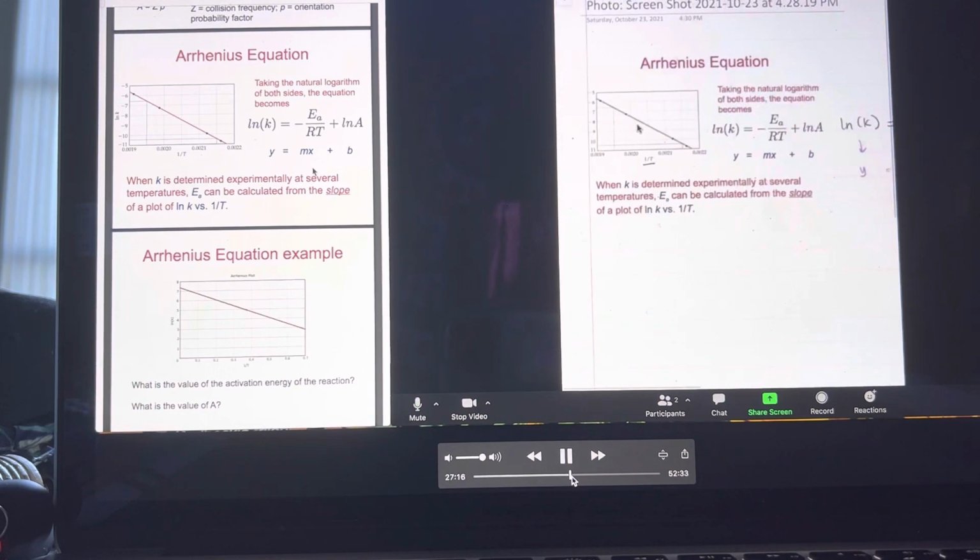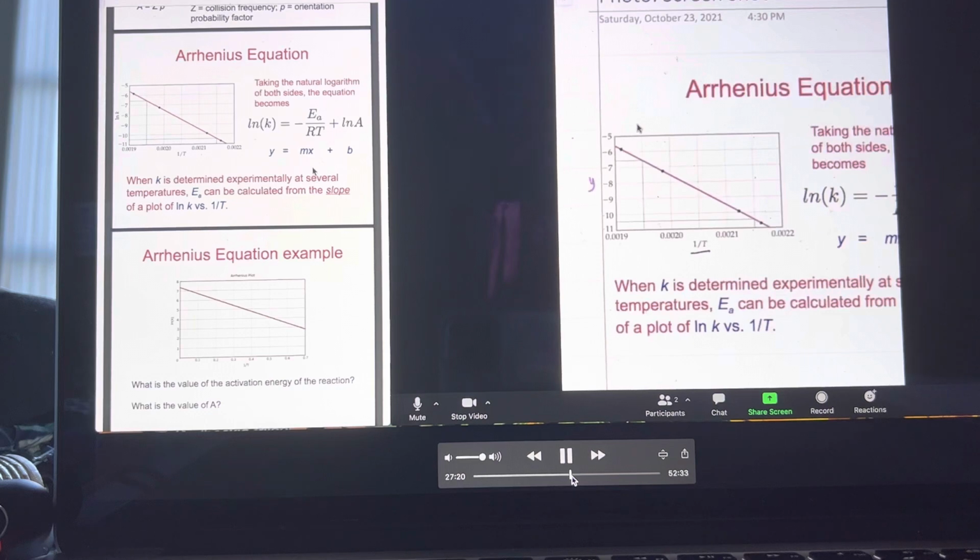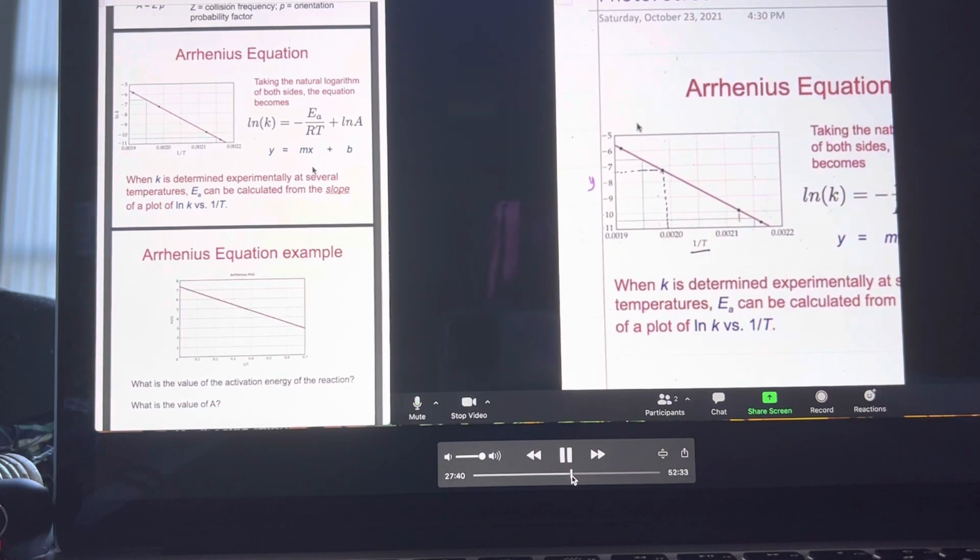For example, so we all agree that this is y. So basically, you just take any 2 points in the graph and find the slope of the reaction. Find the slope. So let's use these 2 points. Okay, so we have these 2 points here. It's gonna be hard to take an accurate value of this. But we can try.